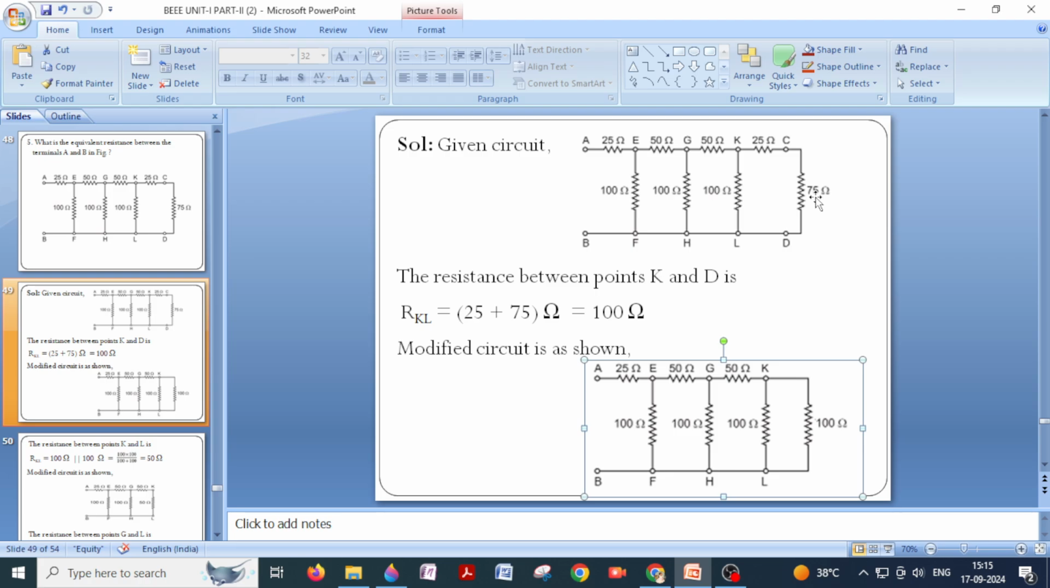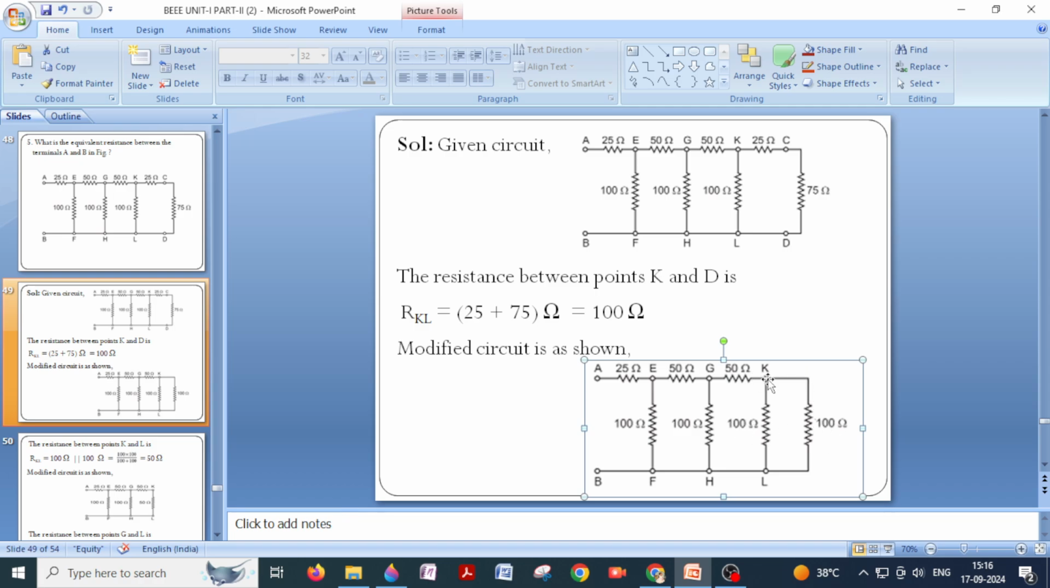This is our modified circuit diagram after simplifying these two series elements. We have to determine the overall equivalent resistance across terminals A and B. Just for these two series elements, I have determined the equivalent resistance by simply adding them: 25 plus 75, I have got 100 ohms. So we can draw a single resistor whose resistance value is 100. Now observe these two elements, this 100 ohms and this 100 ohms.